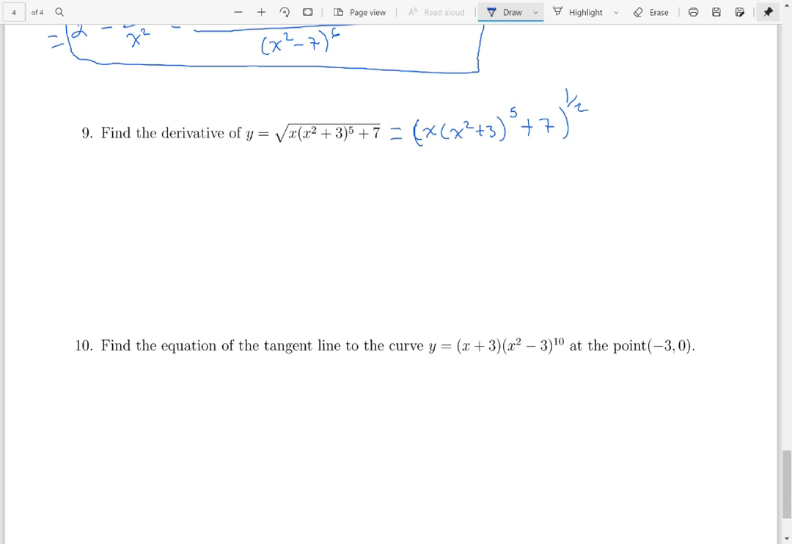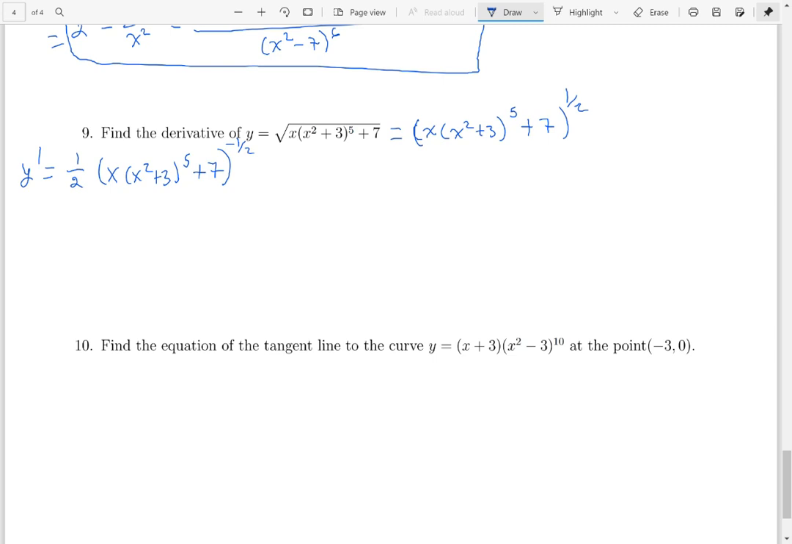Alright, so what do I have? I have a chain rule that has a product rule that has a chain rule inside of it. There we go. That's what I was trying to say. So let's try this out. That's going to be y prime. Alright, so y prime is going to be, first off, the derivative of the outer function. So that's going to be 1/2 times x squared plus 3 raised to the 5th plus 7 raised to the negative 1/2. That was the derivative of the outer function.